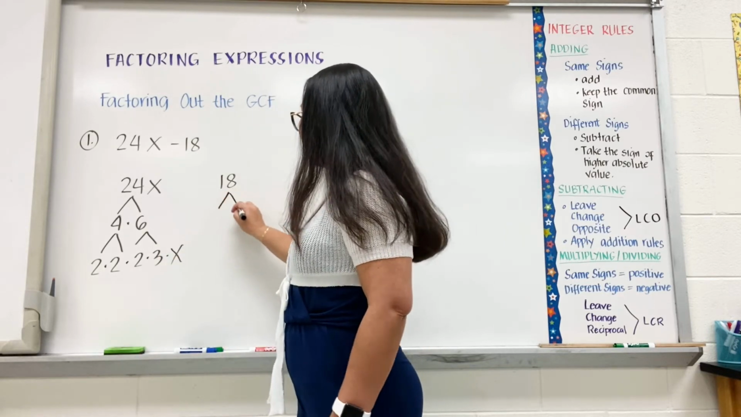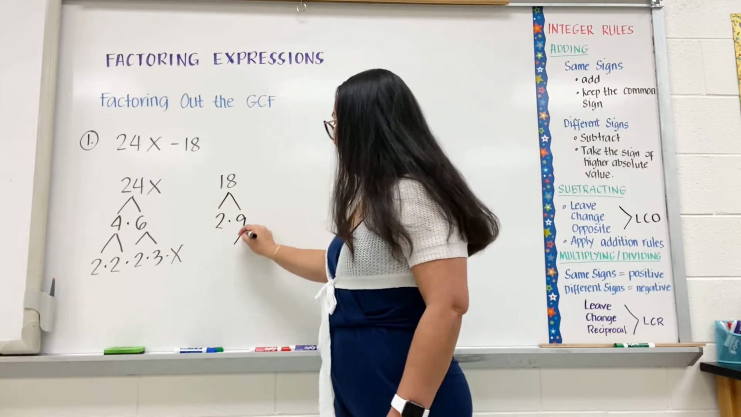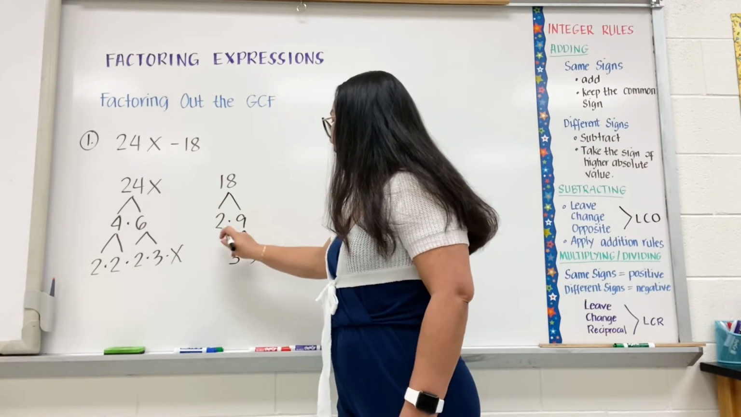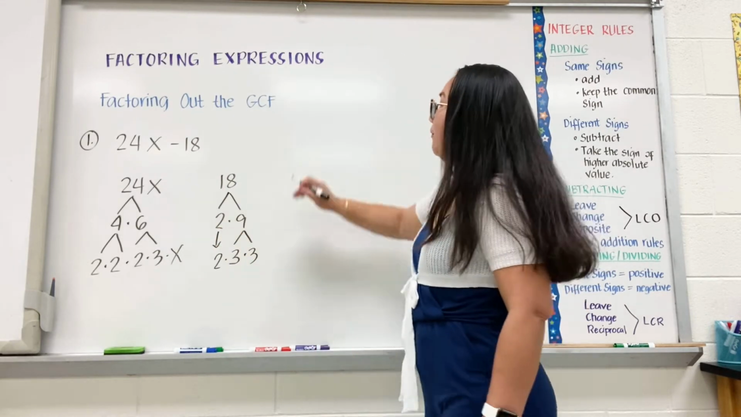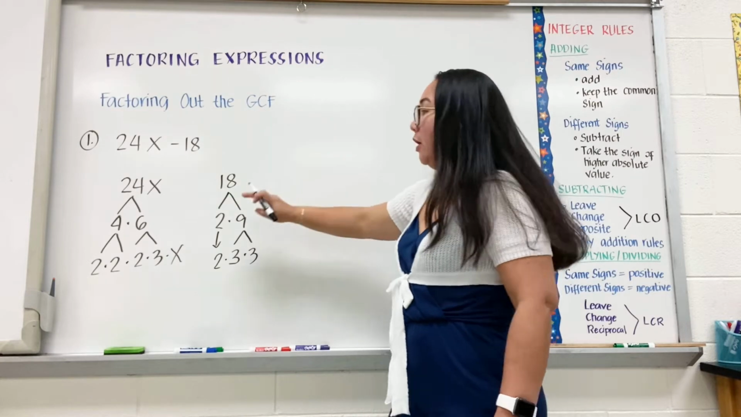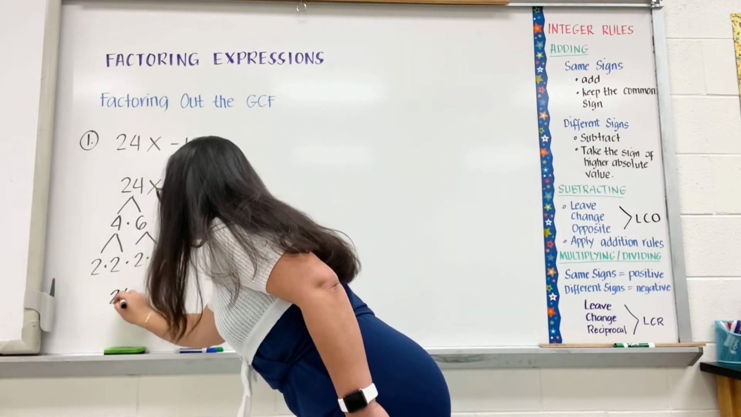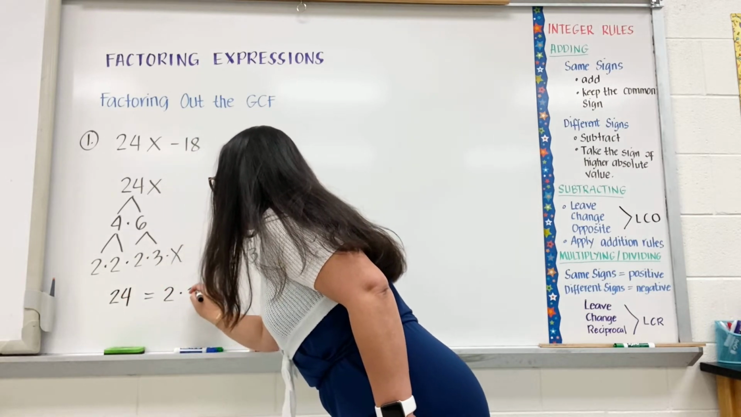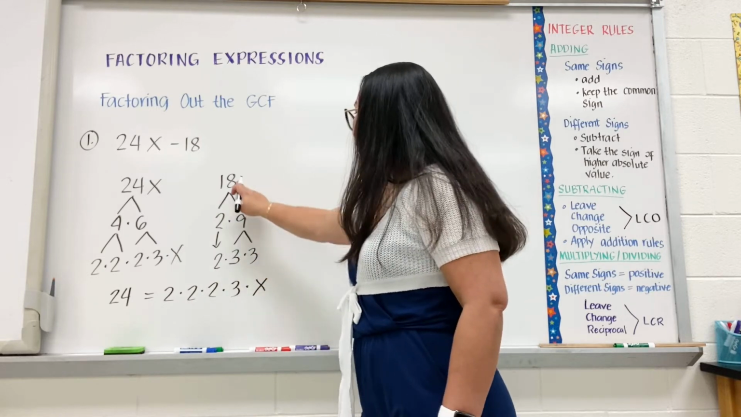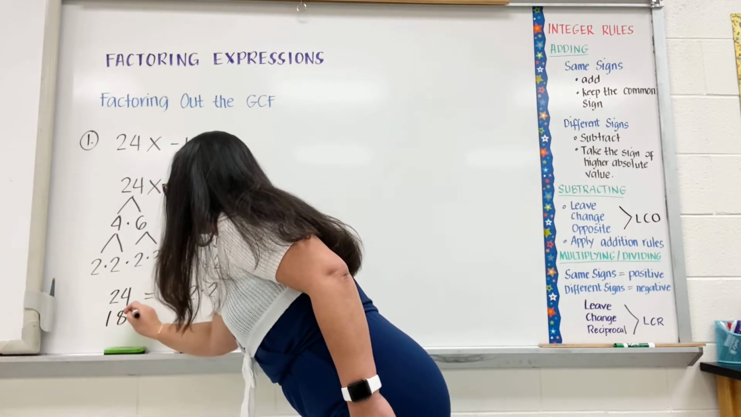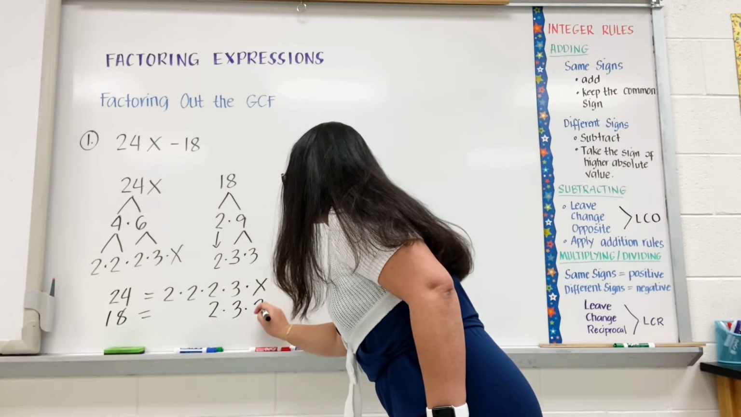Now let's do 18. That is 2 times 9. Factors of 9, 3 times 3. 2 is a prime factor, so bring this down. So we will find the greatest common factor between 24 and 18. So that is 24, which is 2 times 2 times 2 times 3 times x. And then for 18, we have 2 times 3 times 3.